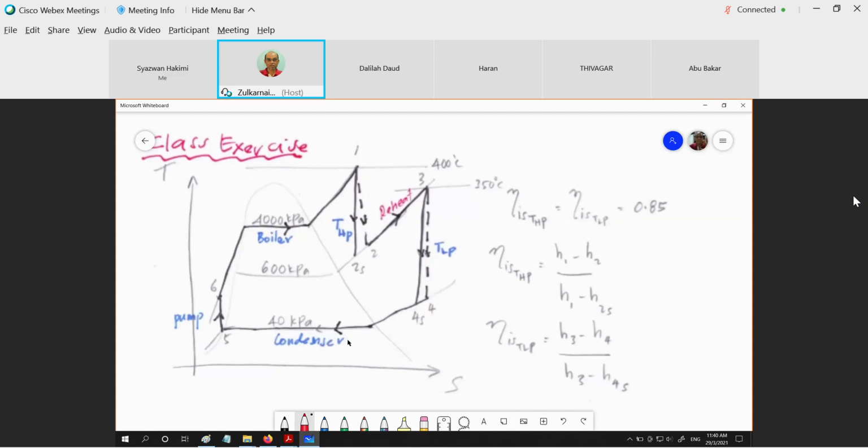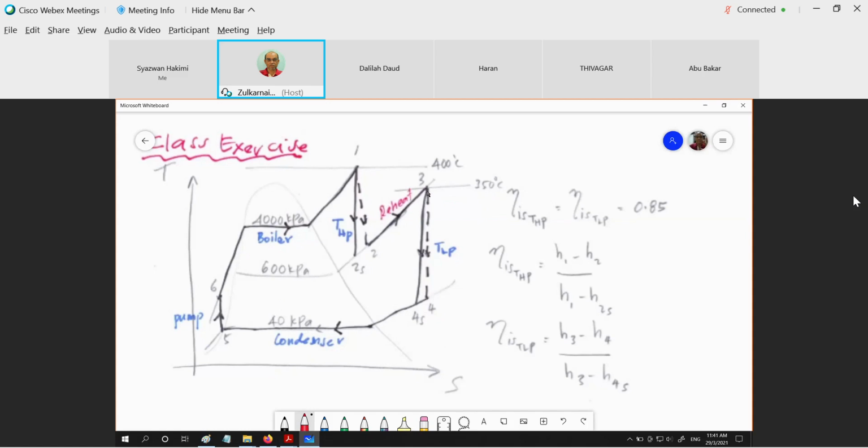The condensate, we throw away the heat in order to condense the steam becoming saturated liquid, and then 5 to 6 is the compression or the pumping work from P5 low pressure to P6 high pressure, boiler pressure. Here we see the boiler high pressure is 4000 kPa, the intermediate pressure is 600, and the condenser pressure is 40 kPa. T1 is 400, above the critical temperature. And T3 at 600 kPa is 350 degrees C, a bit lower than the critical point.